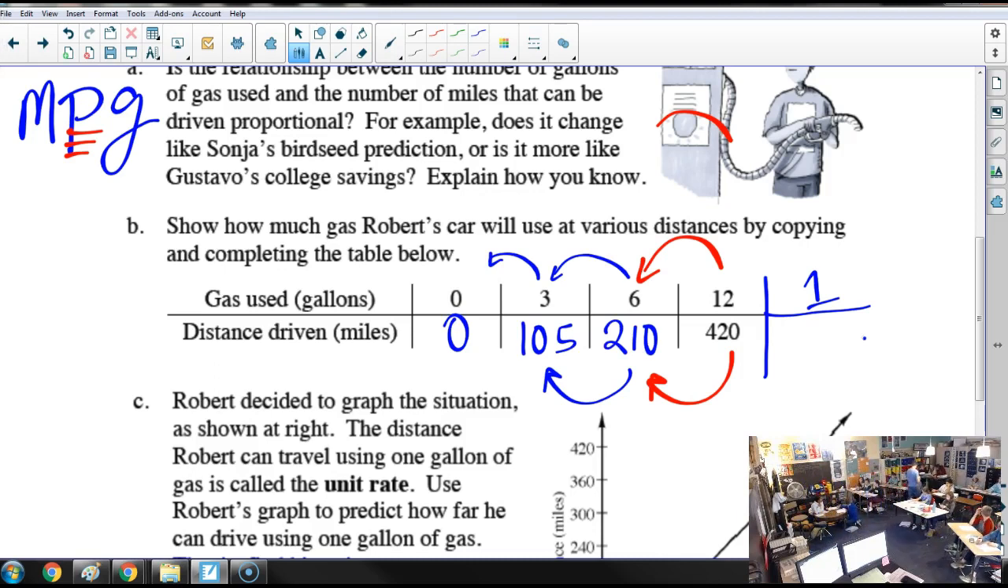Extend your table out so we can do 1 gallon. Extend your table. Guys, I asked it like 8 times from the board, and I'm having to ask people individually. Extend your table. What did you get? Shout it out.